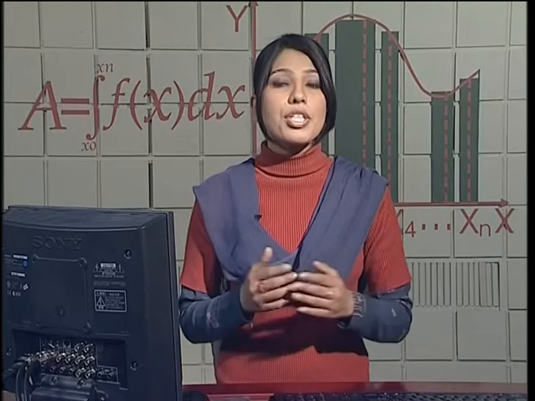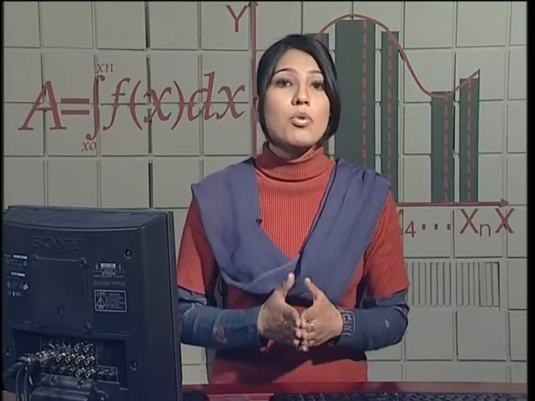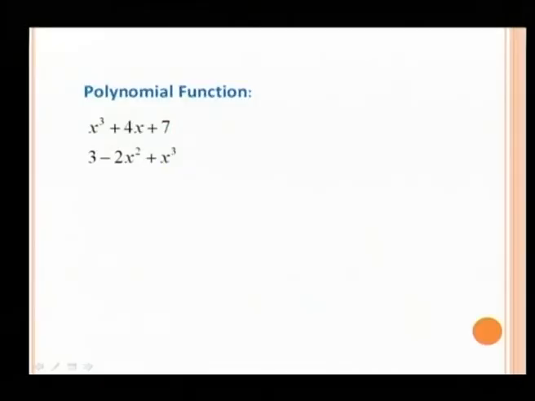Now we move to the third classification of functions, which is polynomial functions. A function that is expressible as the sum of many monomials in x is called polynomial function. You can see the examples of polynomial functions on the screen. Polynomial function examples are like x cube plus 4x plus 7, where x cube, 4x and 7 are monomials, and the combination of these three monomials become a polynomial.